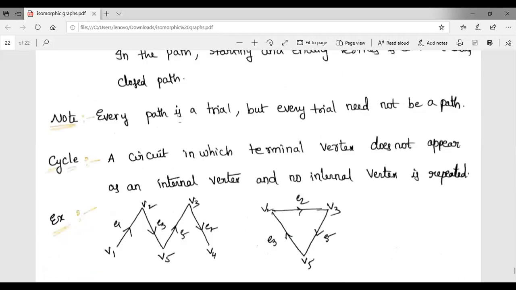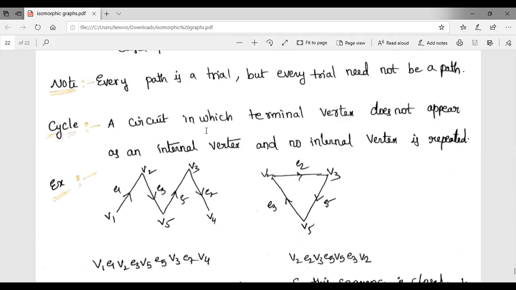Note: every path is a trail, but every trail need not be a path. So every path is a trail, but not every trail sequence is a path. Okay.